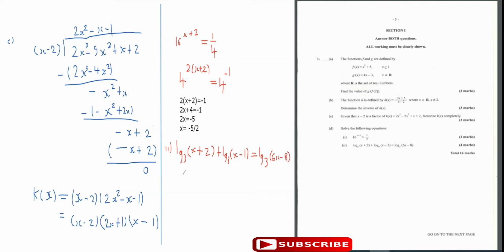So if this is what we're solving, what we can do is put these together as one log, because log A plus log B is log AB. So we can write this as log to base 3 of x plus 2 times x minus 1. Nice and easy. And so that is going to be equal to, now this is log to base 3 of 6x minus 8.